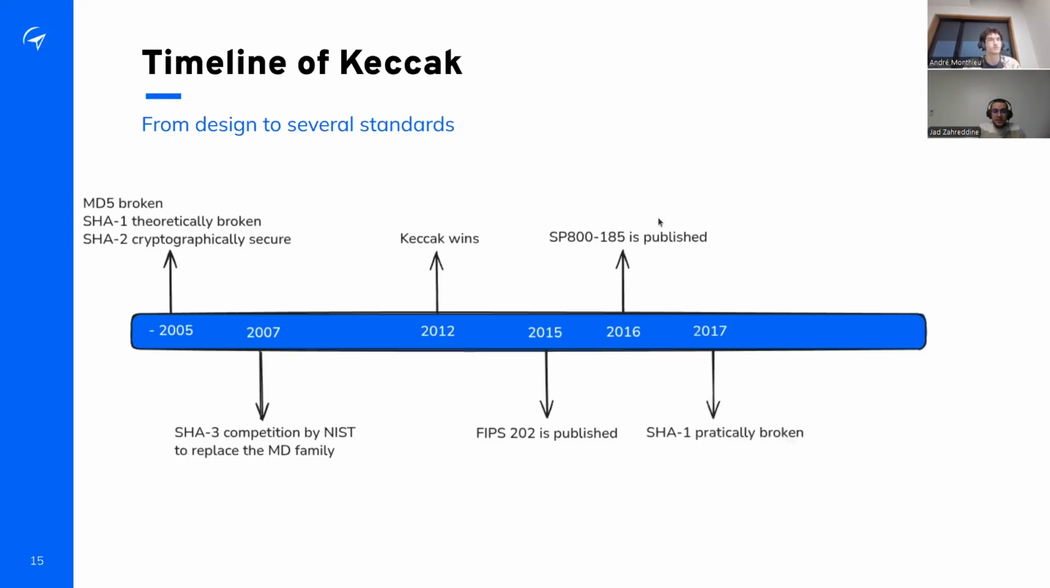Then in 2017, SHA-1 was practically broken, confirming the preventive measures that the NIST had already taken, and urging people to move to SHA-3, even though SHA-2 is still cryptographically secure up until this day. And finally, to show that there's ongoing research on SHA-3 and Keccak, in 2025, the Keccak team, in a partnership with the IETF, published an RFC for two new variants of the Keccak algorithm that are much more efficient. And we'll talk about them later on too.